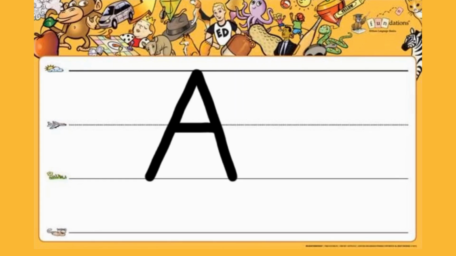For lowercase a, a is a plane line round letter. It starts on the plane line. Point to the plane line. Go down and around on the grass line and up to the plane line. Trace back down to the grass line.